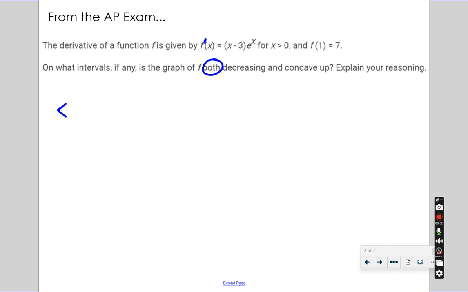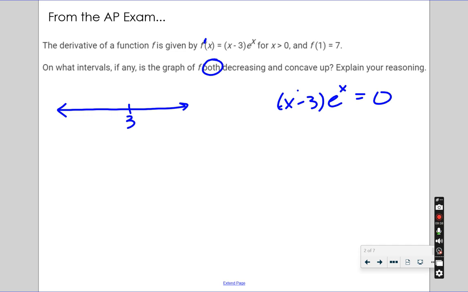So let's make a sign line for our first derivative. If I set my first derivative equal to 0, what are my critical values? Can you tell me one critical value? 3. Okay, because I know if I said x minus 3 equal to 0, 3. What about this e to the x equals 0? Can we solve that? If I plug in a 0 there, I get 1. No, that's impossible. If you took the natural log of both sides, we can't take the log of 0. So 3 is our only critical value.